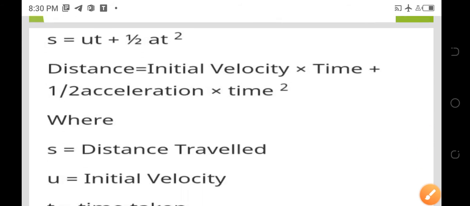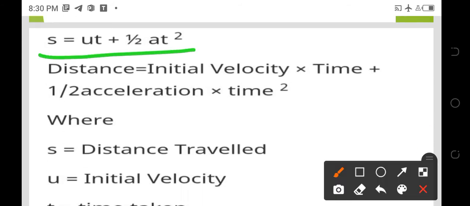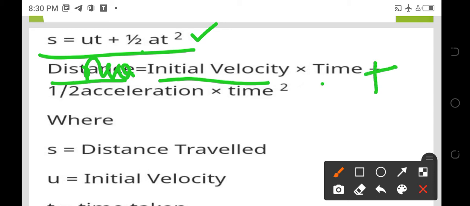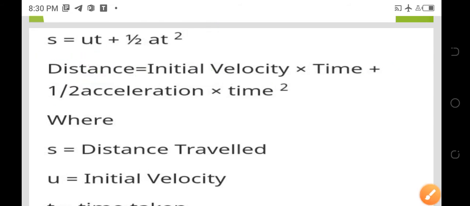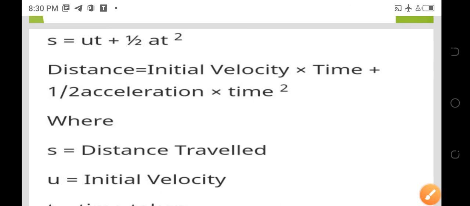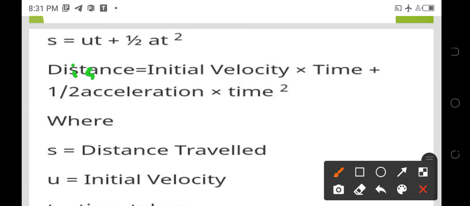Coming to the next one, second equation. What is the second equation of motion? S equal to ut plus 1 by 2 at square, where S is the distance, that means the displacement. So the displacement equals initial velocity into time plus 1 by 2 acceleration into time square. You can see here what is S? S is nothing but displacement.